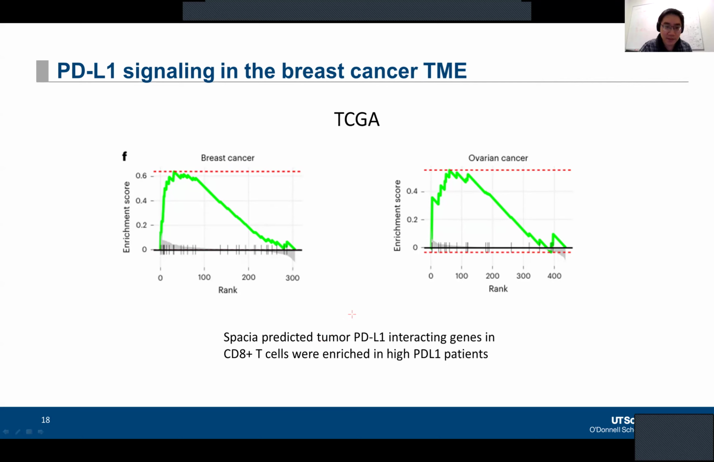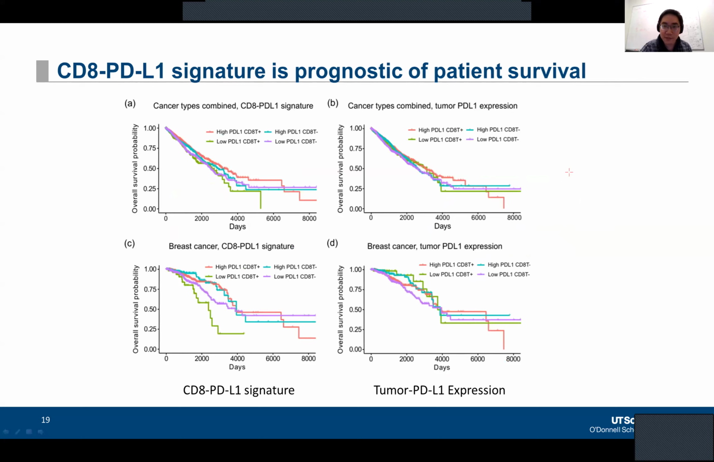So here we predicted PD-L1 signaling, PD-L1 interacting genes in CD8 positive T cells for a number of different types of cancers. And then we looked at the expression of these gene sets in the TCGA dataset. As you can see, these gene sets are highly enriched in patients with high PD-L1, so that corroborates our finding. And next, since we saw this enrichment in the genes that we predicted to interact, we wondered if we could come up with some sort of signature that is relevant for patient survival.